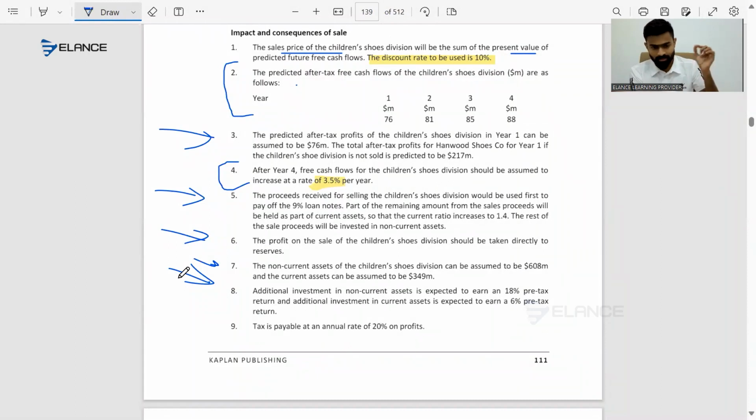Please do read once again the same adjustments: 3, 5, 6, 7, 8. I'll wait.